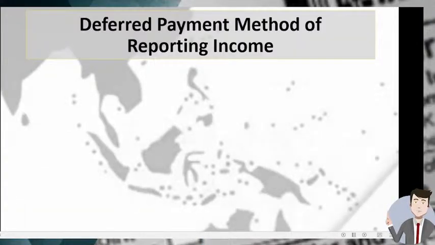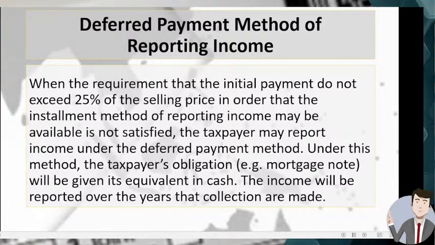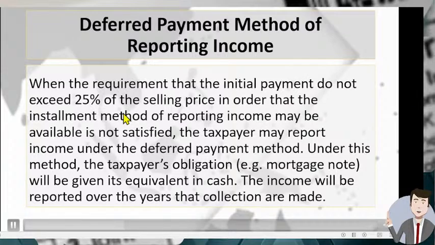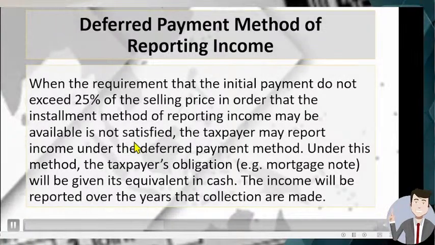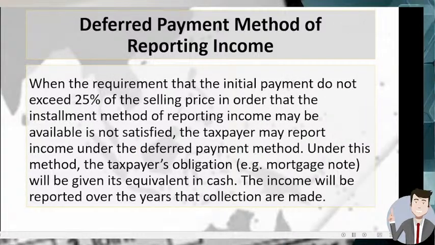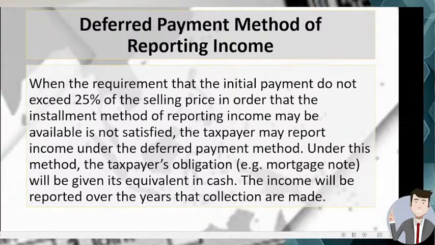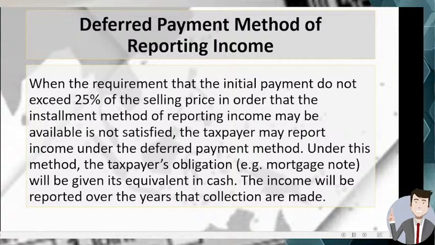So let's discuss. When the requirement that the initial payment not exceed 25% of the selling price, in order that the installment method of reporting income may be available, is not satisfied, remember the conditions that should be satisfied before you can use the installment method of reporting an income, and they are not met, then you have to use the deferred payment method of reporting an income. Okay? So in our previous discussion regarding the installment method, if the taxpayer does not comply with those conditions provided by our law, the taxpayer should use this method in reporting income.